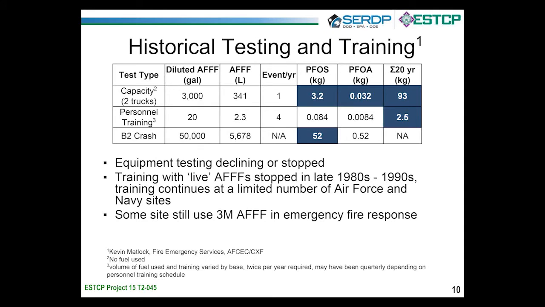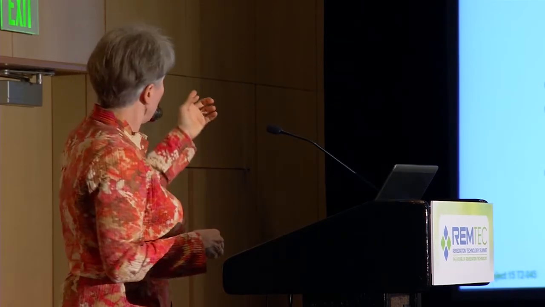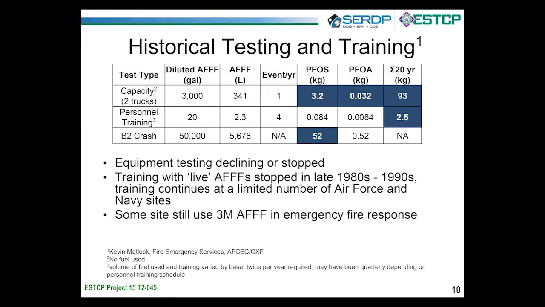The second one was personnel training. Now this is where they actually brought out the fuels or waste solvents, lit them on fire, I guess it was kind of exciting, and come out with your personnel with about 20 liters of AFFF, 2 liters of the concentrate. Maybe you did that 4 times a year. And what you've got over a 20-year period of just those kind of conditions, 2.5 kilos for equipment and for personnel testing. And so you can imagine if you did this in another location, or maybe it was more than 4 times a year, that mass is building up.